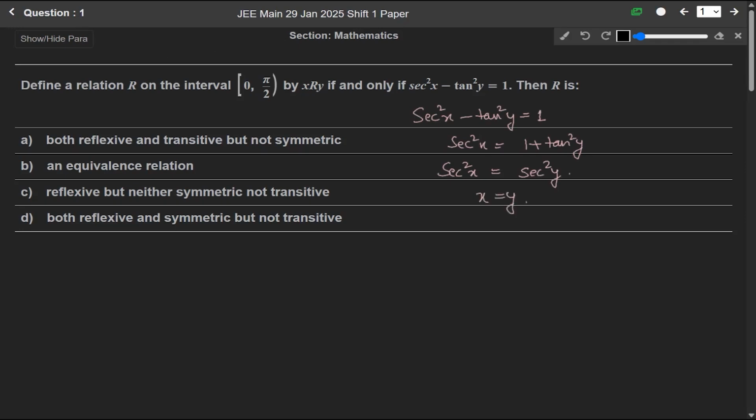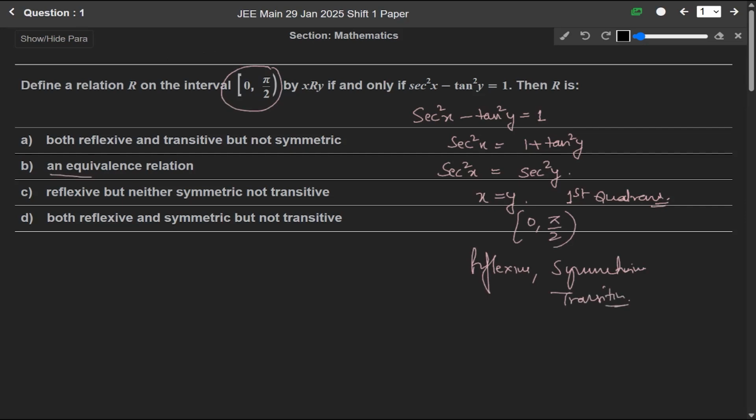Since we are given the interval from 0 to pi by 2, it means it is in the first quadrant. So for the first quadrant, we can write x is equal to y. The ordered pairs will be of the type (a, a). It means they are all reflexive, symmetric, and transitive also. So our given relation is an equivalence relation, meaning it is reflexive, symmetric, as well as transitive.